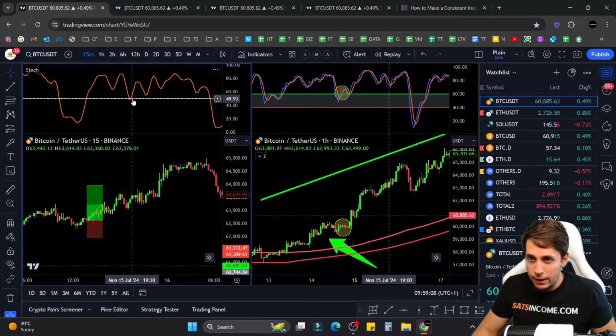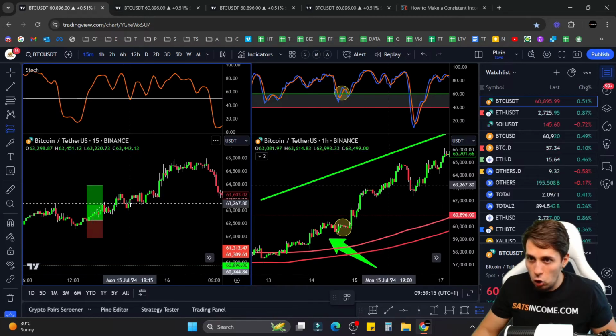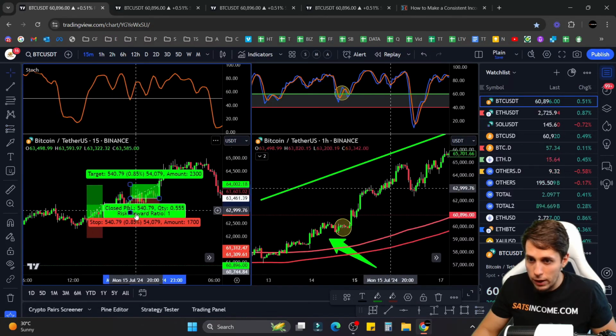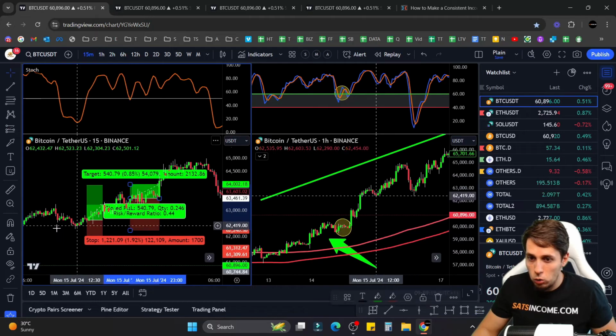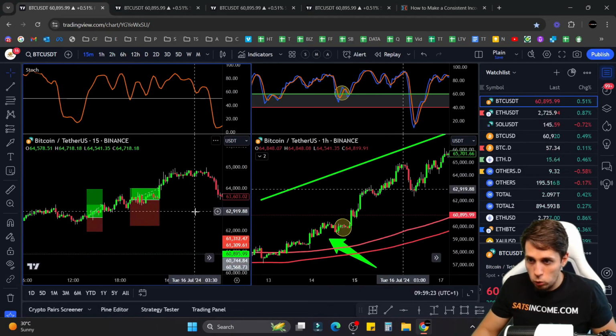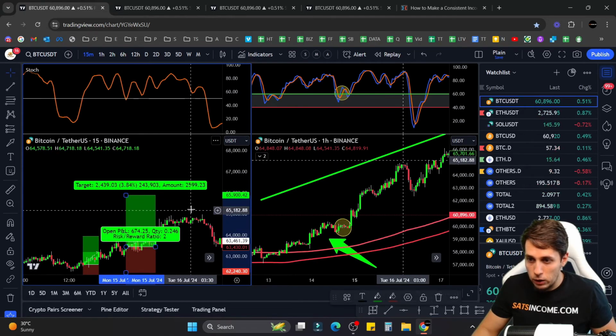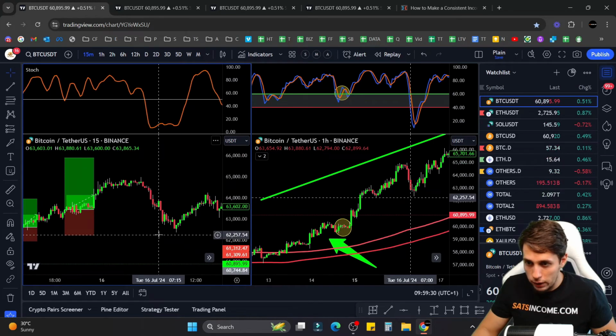Then we got another brief cross right here below and then above. So this is a long entry, right? So let's see, it's right about here. Stop loss below this swing low right here. And you target 1 to 1, 2 to 1, or 3 to 1 rewards to risk. So 2 to 1 is right about here. Let's see if this trade played out or it got stopped.